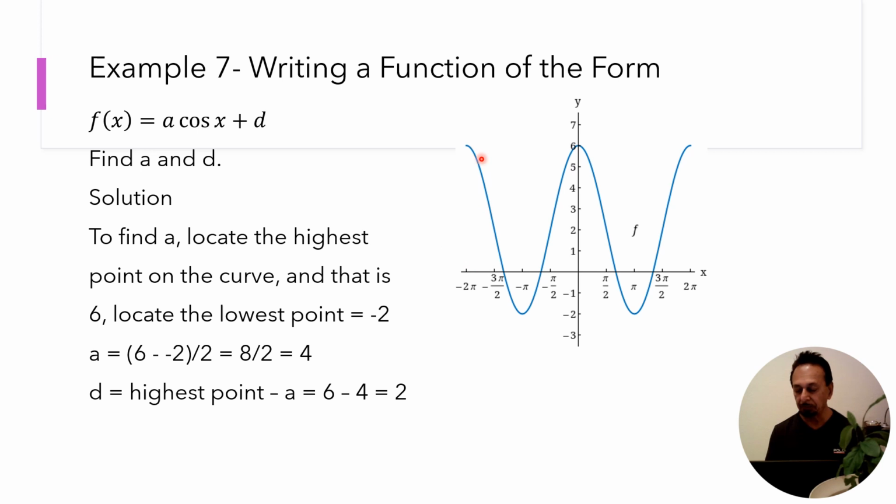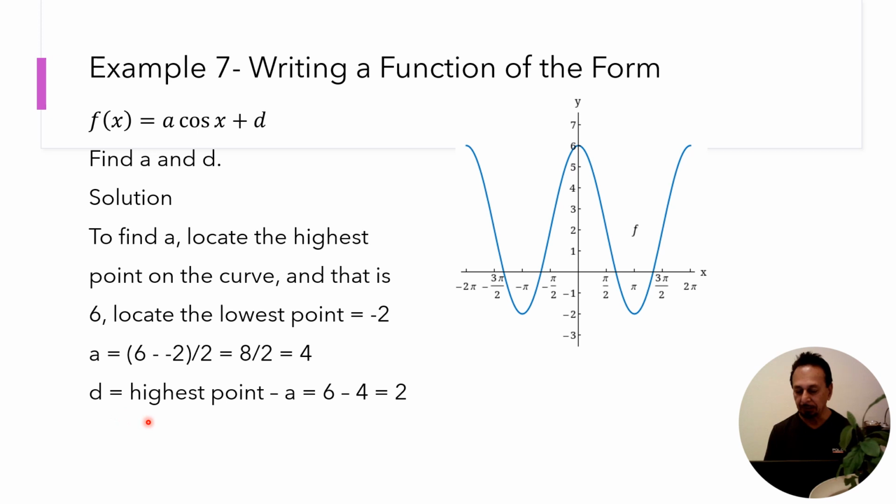Example 7. We're given a graph, and this is a graph of this kind of function, f of x equals a cosine x plus d. So we have to find a and d. To find a, locate the highest point. The highest point is here, 6, and then locate the lowest point. The lowest point is like -2. So a, basically the amplitude, is not 6 or not 2. It's somewhere in the middle. So we take 6 subtract -2, so it becomes 8, divided by 2 is 4. So a is 4.